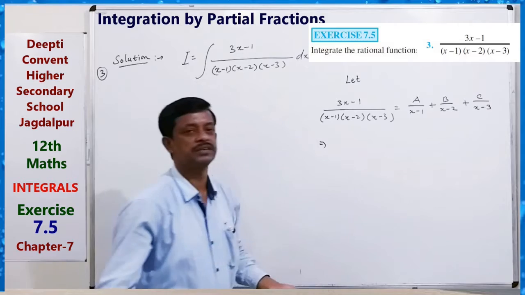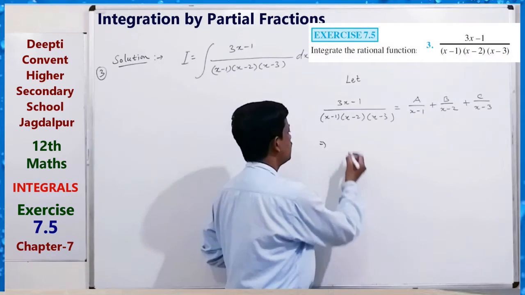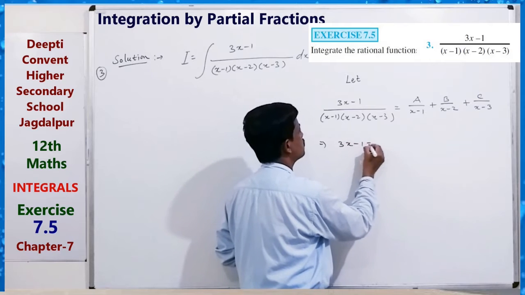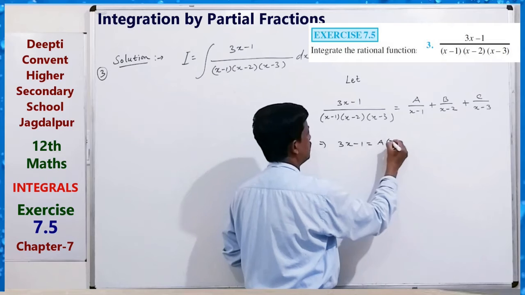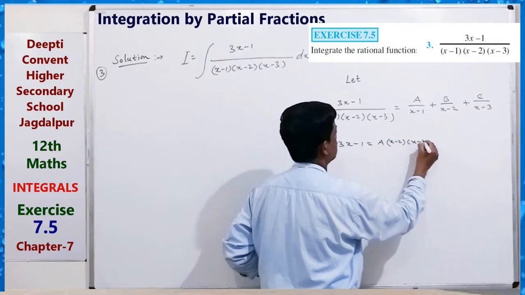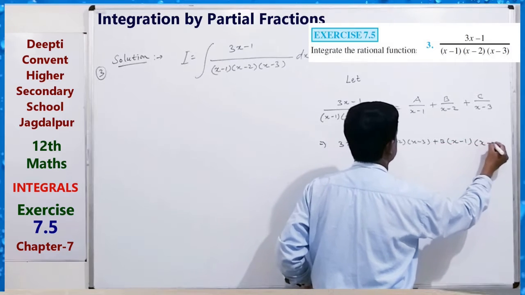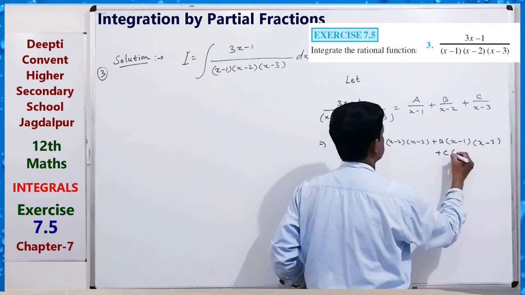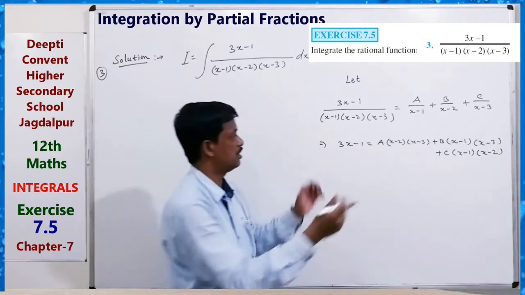Now, our method is to multiply both sides by this denominator. Then we get 3x minus 1 equals A into x minus 2, x minus 3, plus B into x minus 1, x minus 3, plus C into x minus 1, x minus 2. This type of relation you can get.